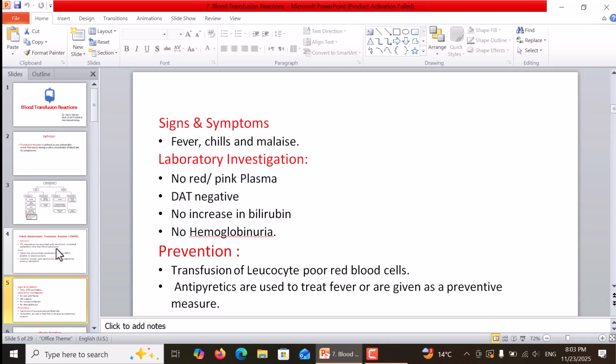How will we prevent this reaction? By transfusion of leukocyte-poor or leukocyte-reduced red cells, and antibiotics are used to treat fever or are given as a preventive measure. These are the ways of prevention of this reaction.